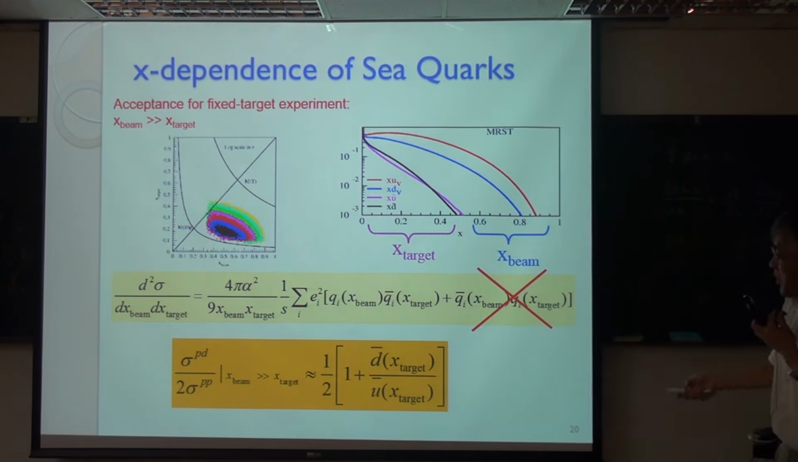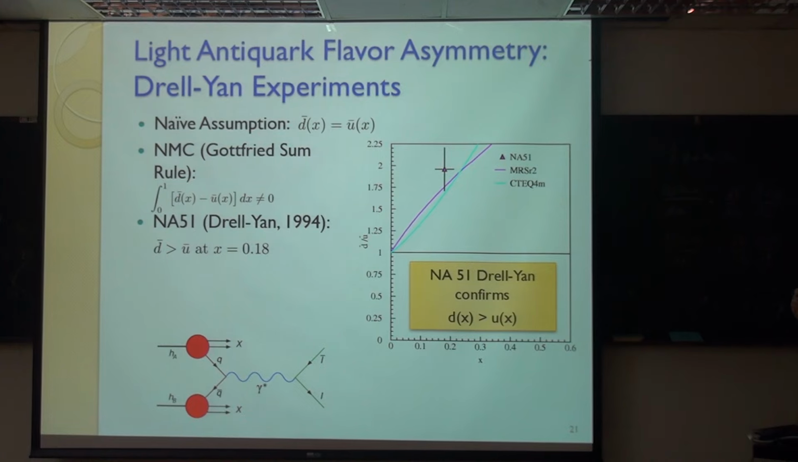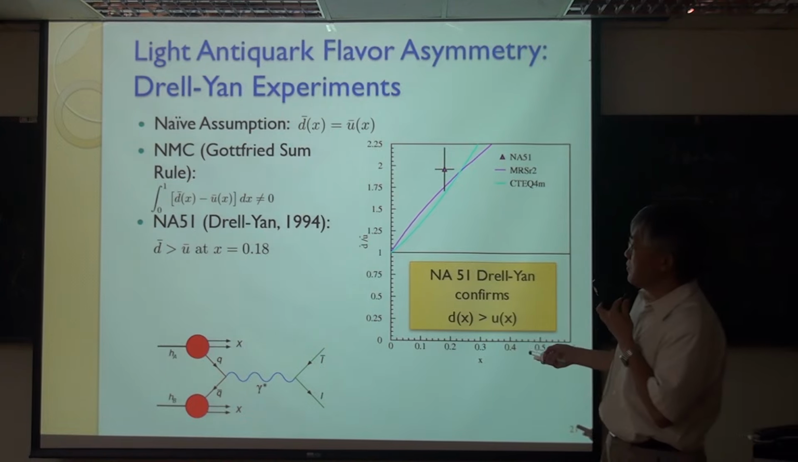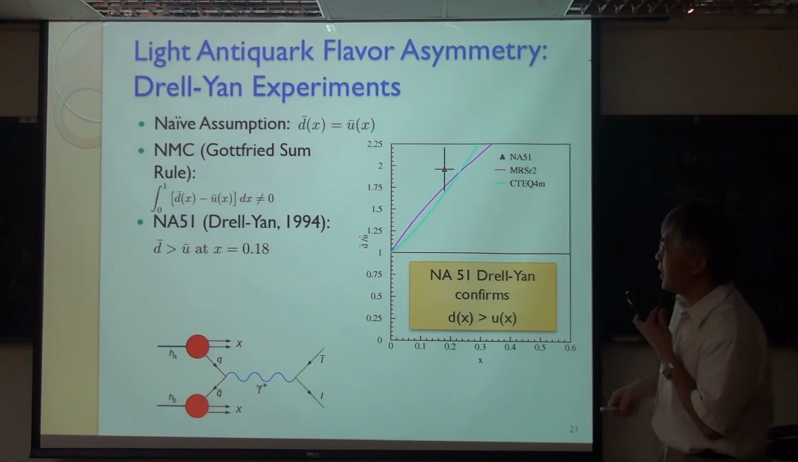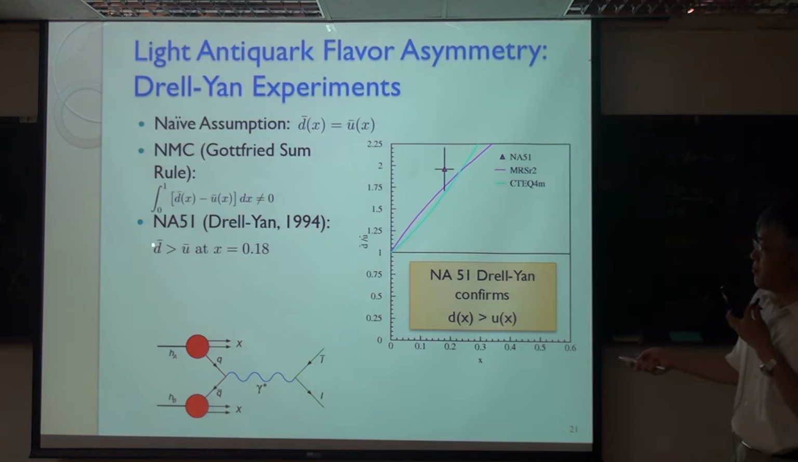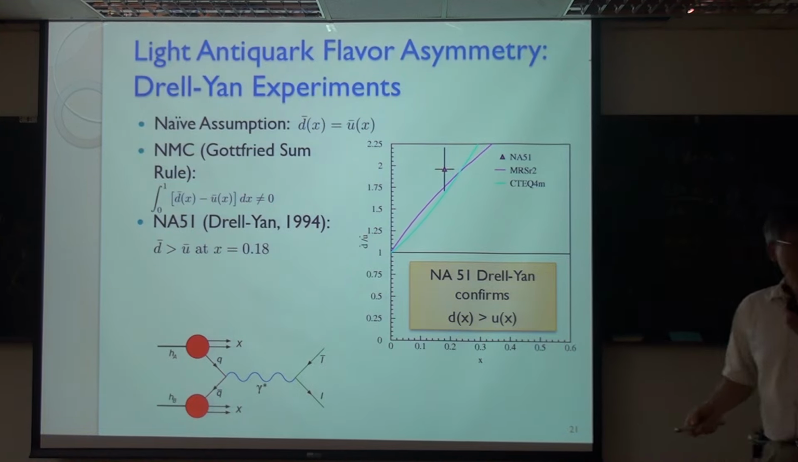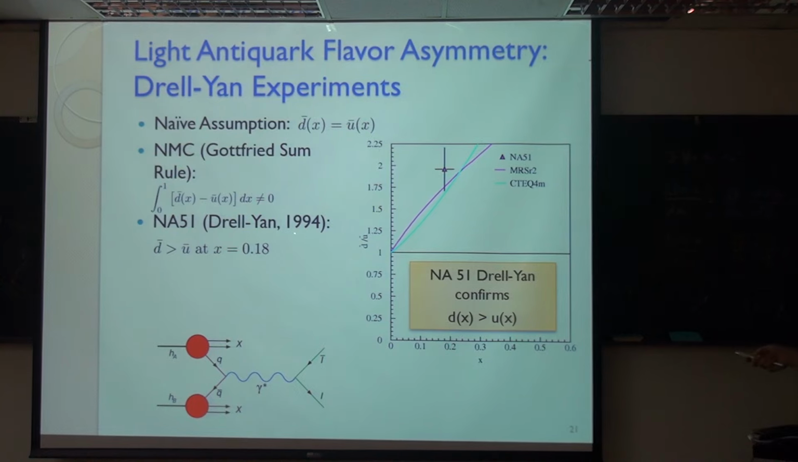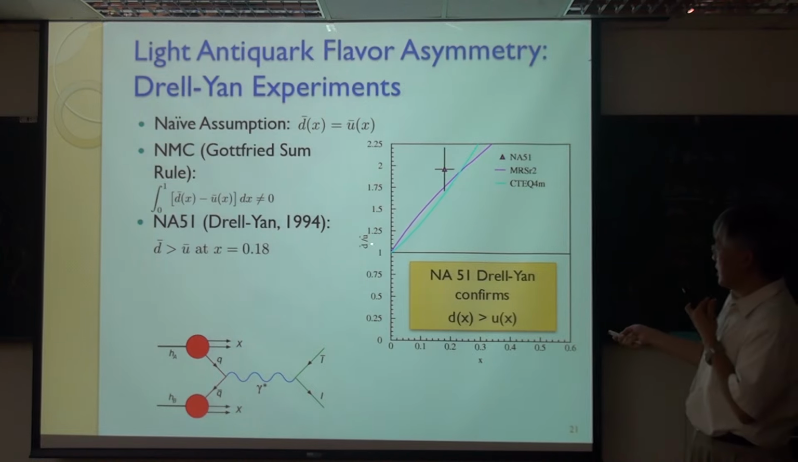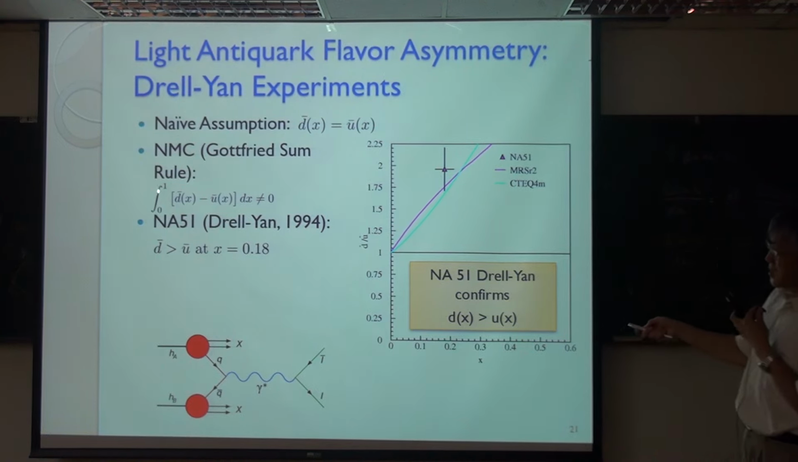I didn't go through this derivation, but that is the case. So this proposal was first verified by the NA51 experiment at CERN, the European CERN, in 1994. They only provided one point here, but indeed they observed this. Previously, in a gas target, we could only get the integral value.